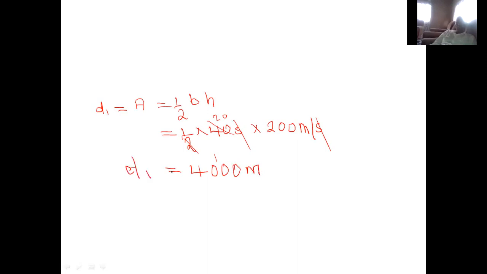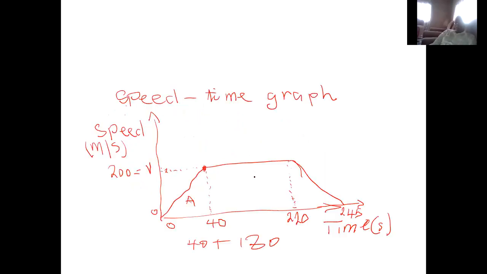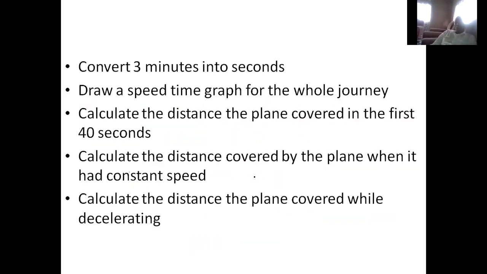So we have merely calculated the area under the curve, and yet it has given us the distance covered in 40 seconds. The second part of the question is to calculate the distance covered by the plane when it had constant speed.